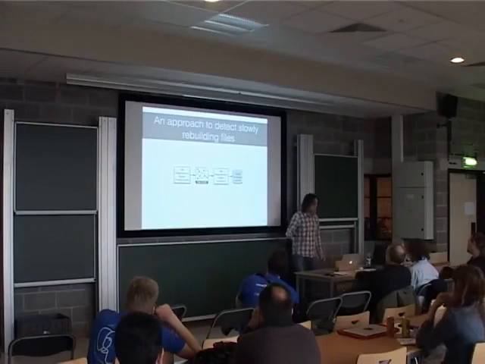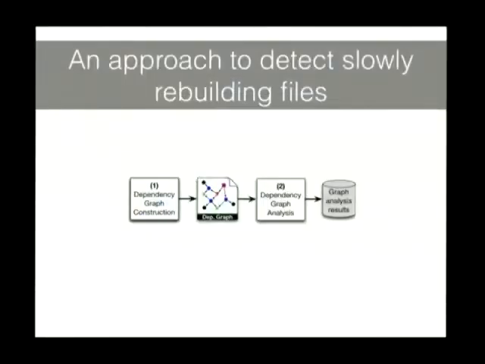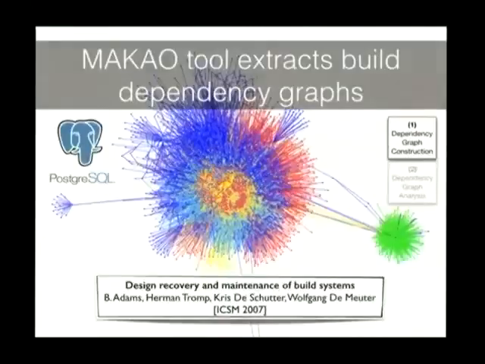The second step is we analyze that graph to find out where the slow files are. So going into each step in a little bit more detail, in the first step, we're constructing the dependency graph. We use this tool called Macau, which will parse a debug trace of a build, and it'll understand recursion as well, and piece together the dependency graph.